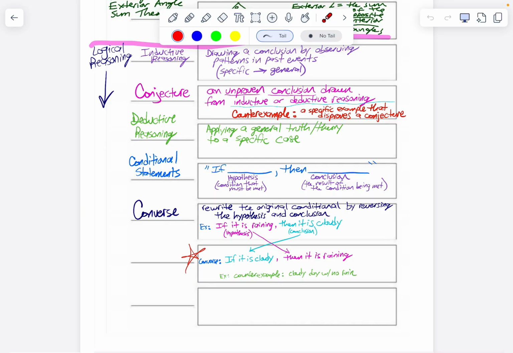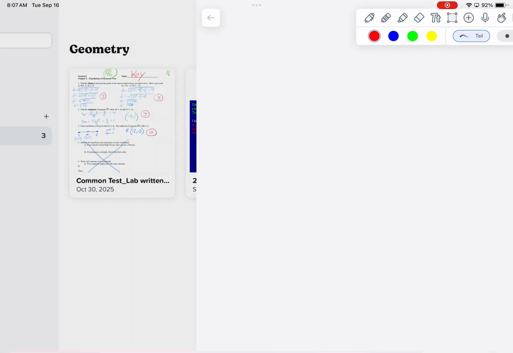And then those often result in conditionals. So if something is true, then something else happens because of it, is a typical form of a conditional. The converse is where we rewrite that in the reverse order. We switch the hypothesis and conclusion of the original.